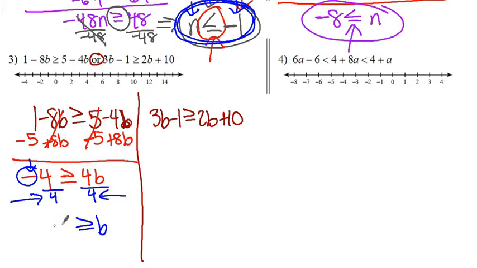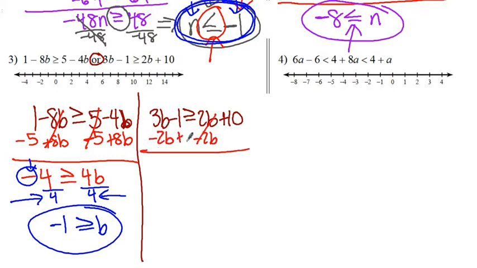Negative 4 divided by 4 is negative 1, so there's our first answer, but we're going to hold off on graphing anything until we get the second one. So let's do the second one, the other side. So we'll move, once again, the b's to one side, and we'll move that number 1 to the other side. So we get 3b minus 2b, which is b, greater than or equal to 10 plus 1 is 11.